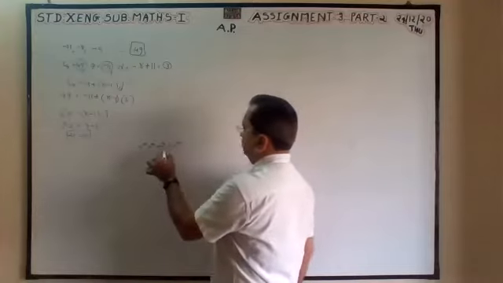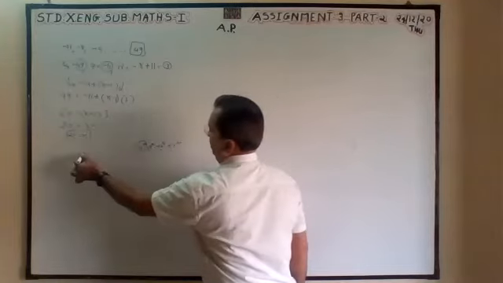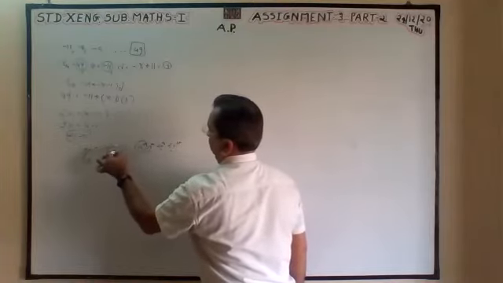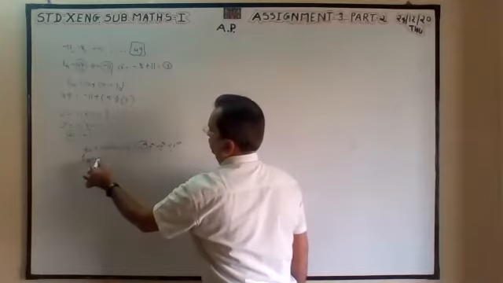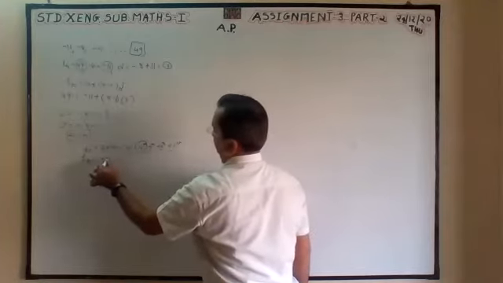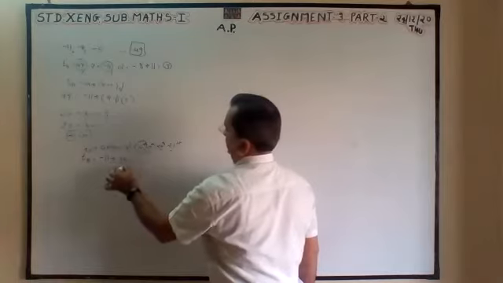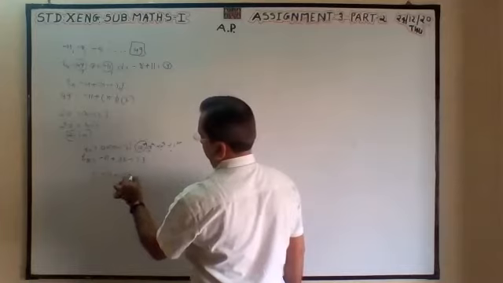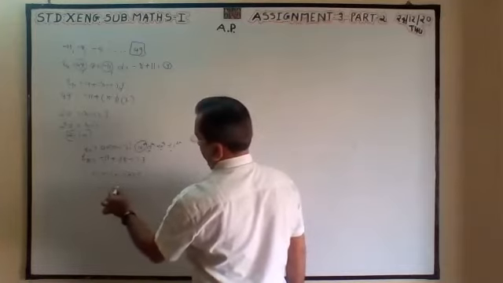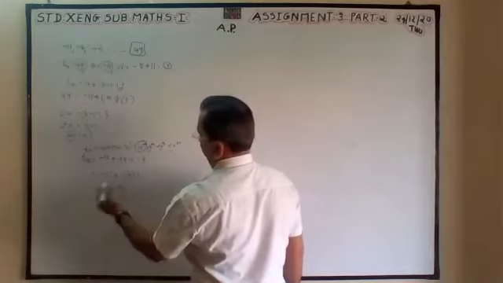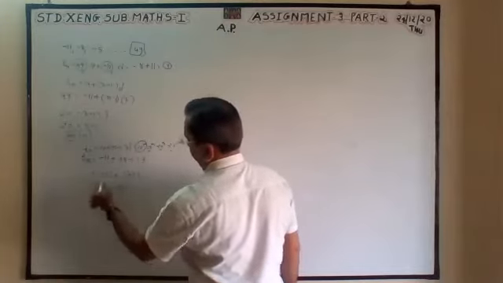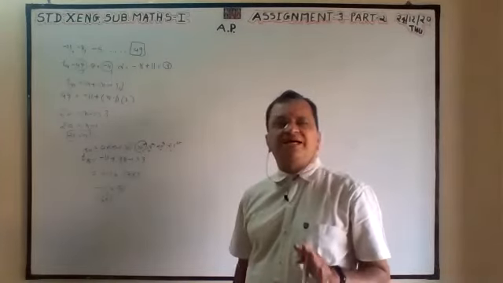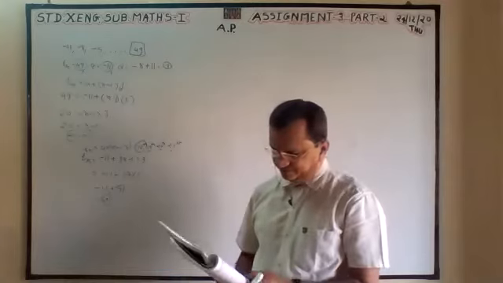Fourth term from the end: first, second, third, fourth term. We want T18. So Tn is equal to A plus n minus 1 D. T18 is equal to A plus 17 times difference 3, minus 11. So 51 minus 11. The fourth last term is 40.